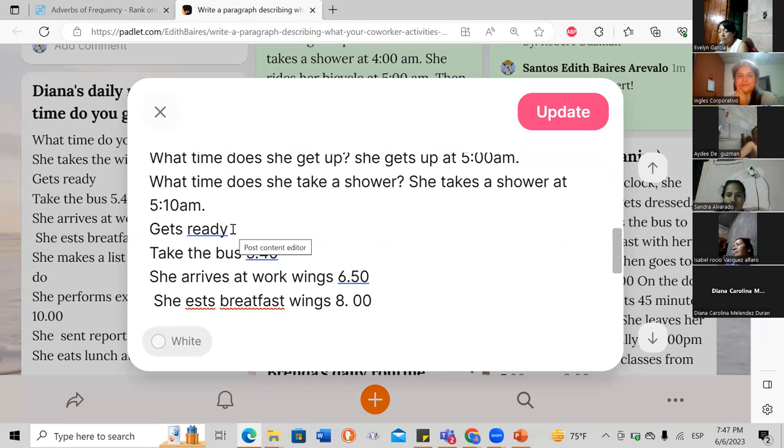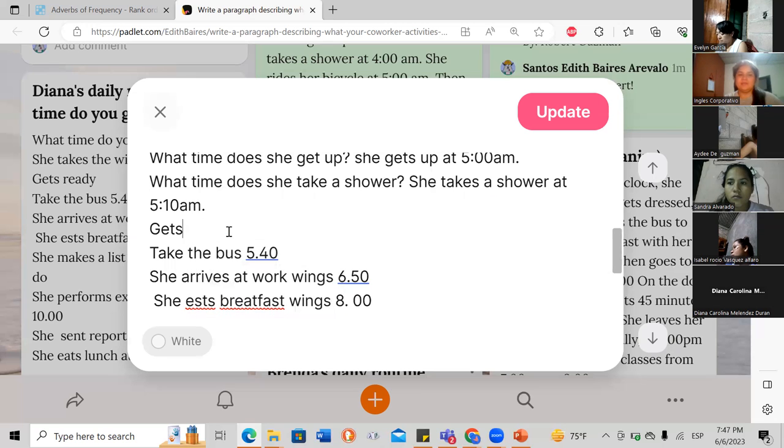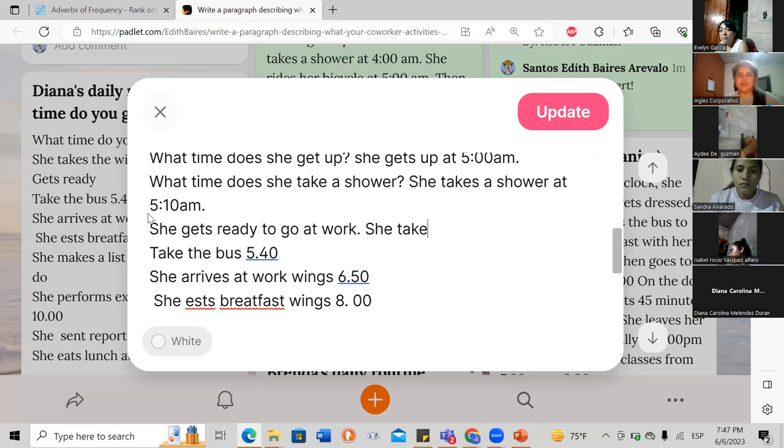Get ready. Se alista o se prepara algo así. ¿Cómo sería ahí? She gets ready to go to work. Then she takes the bus at 5:40 a.m.